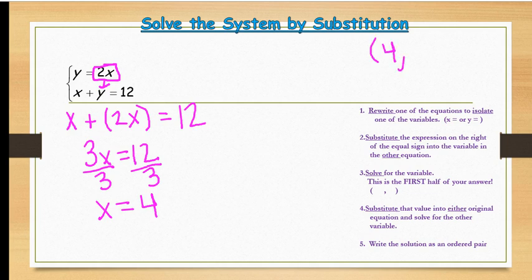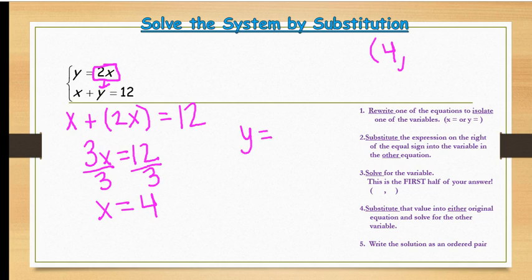We know the value of the first part of our solution. The x value is 4. Now we need to plug this back in to either of the equations. You can plug it into the top equation or the bottom equation. It doesn't matter. You're going to get the same solution for y either way. So I'm just going to use that top equation.